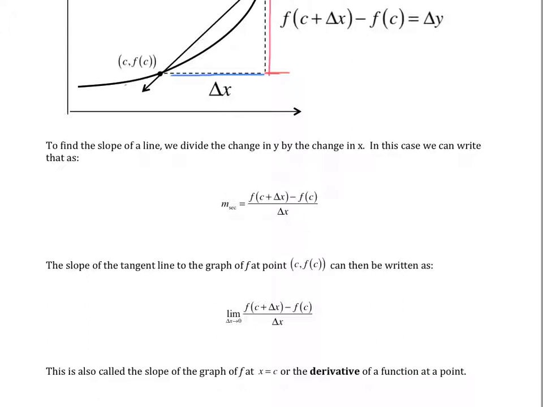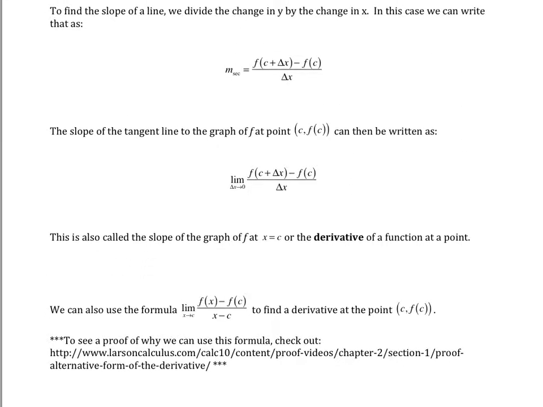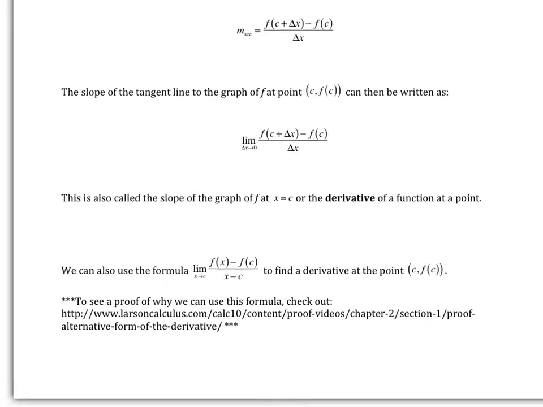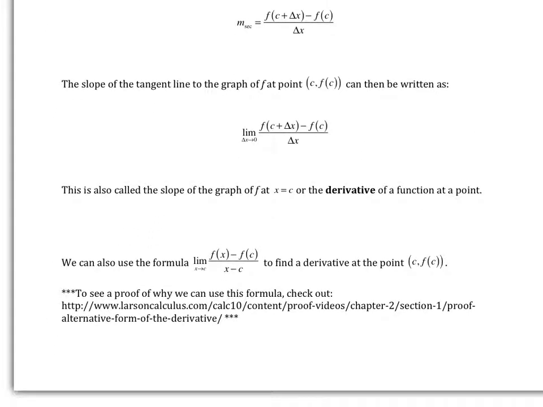So we're going to say that m, or the slope of that secant line, is change in y over change in x, or f of c plus delta x minus f of c all over delta x. So in that case, the slope of the line tangent to the graph of f at that point can be written as the limit as delta x approaches 0 of f of c plus delta x minus f of c all over delta x.